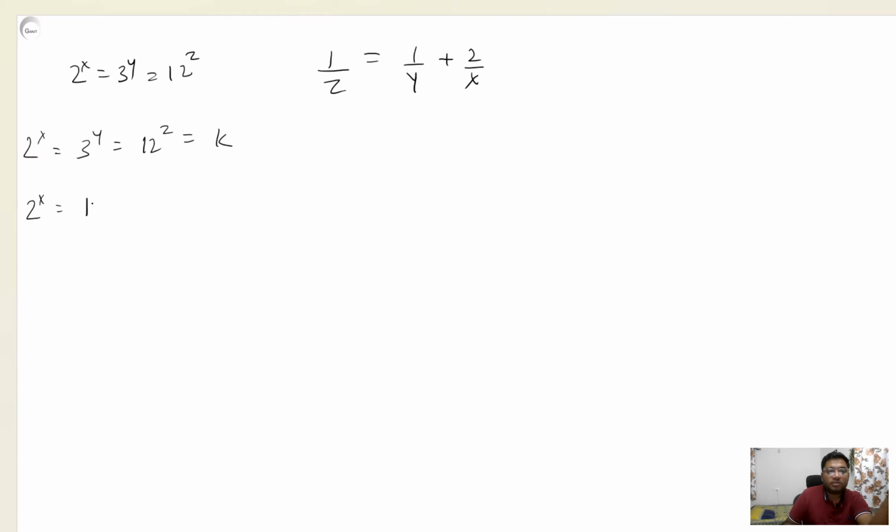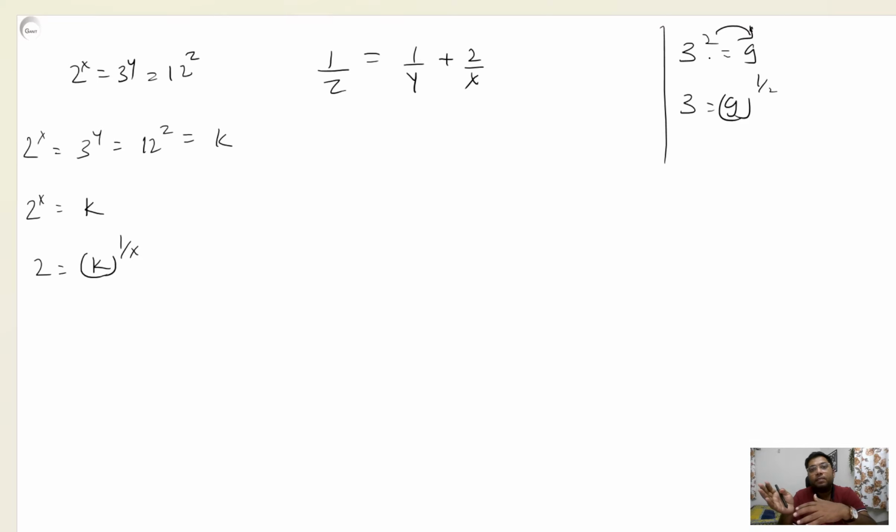So 2 to the power x equals k gives me 2 is equal to k to the power 1 by x. I will again explain it. Remember, 3 square is 9, but 3 is 9 to the power 1 by 2. So when your exponent moves from left to right, in an exponent position, it flips. It becomes 1 by. So we have 2 is equal to k to the power 1 by x. Similarly, we will have 3 is equal to k to the power 1 by y, and we will have 12 is equal to k to the power 1 by z.